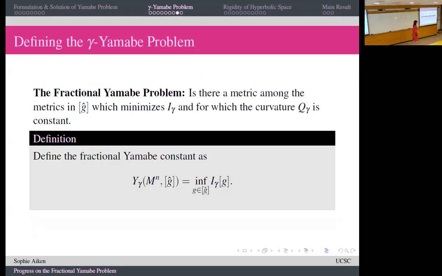Okay. So now that we've defined all of our pieces, we can formalize our fractional Yamabe problem, which is to say, is there a metric in this class which admits constant fractional curvature, which is the same thing as saying we minimize our total curvature functional. And again, our fractional Yamabe constant is exactly the infimum of that functional that we're trying to realize.